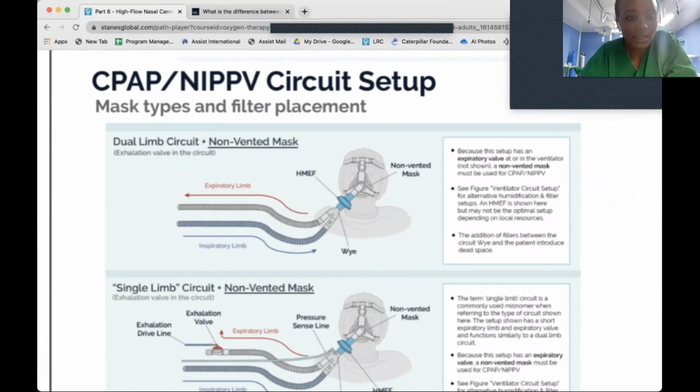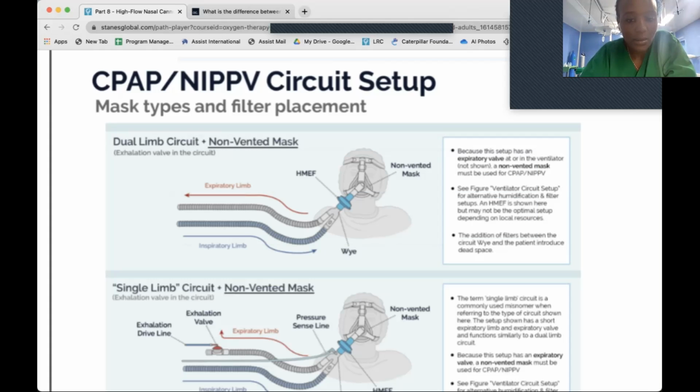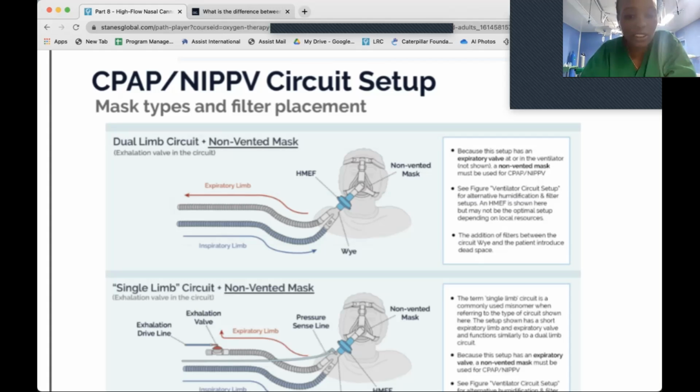So this is a circuit showing the mask types and the filter placement on both the CPAP and the bi-level, which Sarah can share the link to and you can go through it in your own time because it's a bit detailed, but it's just how you connect the circuit in both non-invasive modes of ventilation.